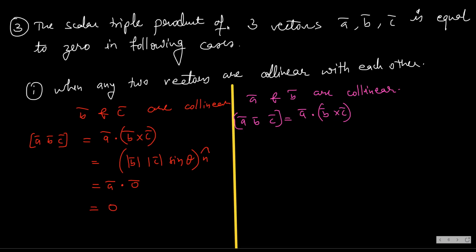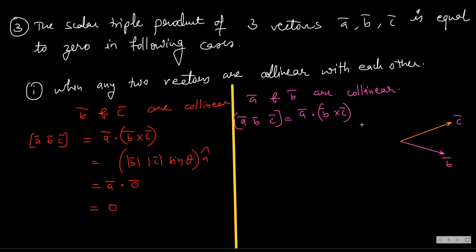No worries. See here, suppose I have B bar here and C bar here. I have B bar and C bar like this. They are not collinear. This is vector B bar, this is vector C bar. B bar and C bar are not collinear to each other. Yes, A bar is collinear to B bar.